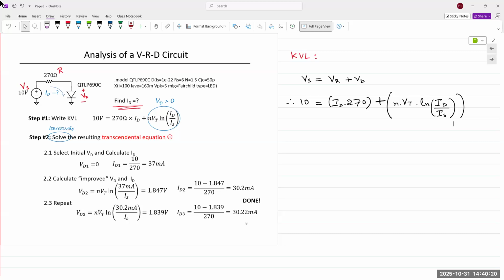Okay, so what we do is we perform something known as iterative analysis. Iterative analysis, as the name suggests, or I should say more iterative calculation. And as the name suggests, we go through multiple iterations until we arrive at a final answer. So this is the process. We obtained our equation, all well and good, right?